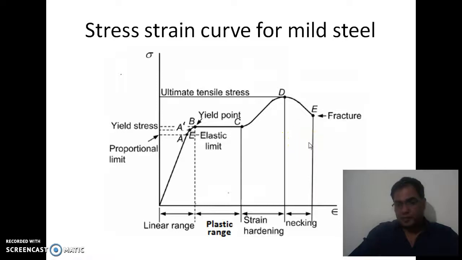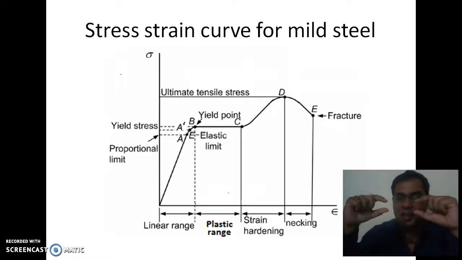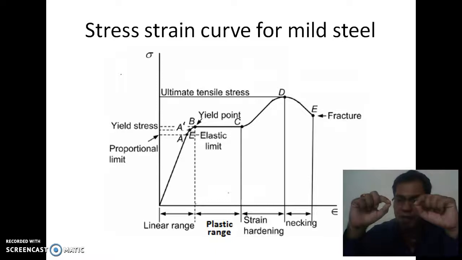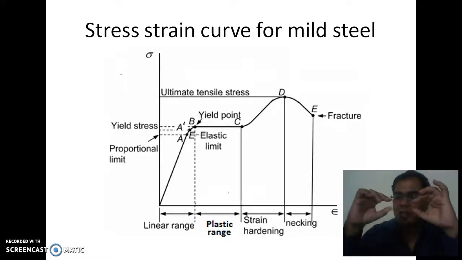Now what is this necking? Suppose there is a cylindrical specimen of diameter D. On application of the tension load, when the elongation comes, the diameter D starts decreasing, say to D dash, where D dash is a diameter less than D. This narrowing of the diameter is necking.